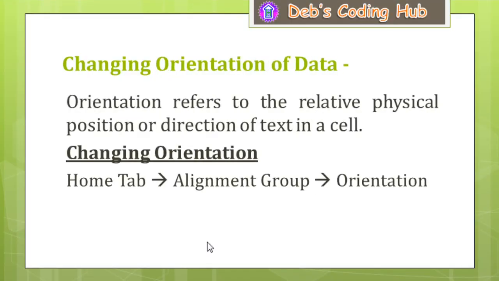Next topic is to change the orientation of data. Orientation refers to the relative physical position or direction of text in a cell. To change the orientation of the text, we again go to Home tab. On the alignment group, we choose orientation option. So let us see how it can be done.